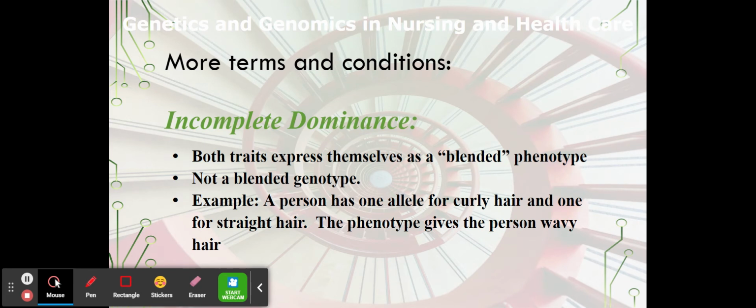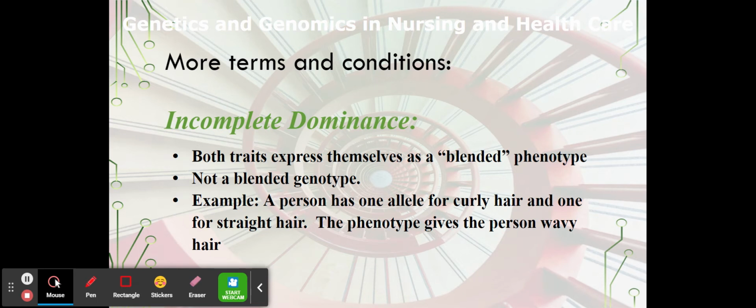Related to that, we have incomplete dominance. Now, if codominance was two people talking at the same time, both saying different things, incomplete dominance is both traits expressing themselves, both people talking, but they're saying something together. They have made a compromise. They are blending the phenotype. It is not a blended genotype. When meiosis happens in the germ cells, the eggs and the sperm, you still have an equal chance of passing on either trait. You're not going to pass on the blended trait.